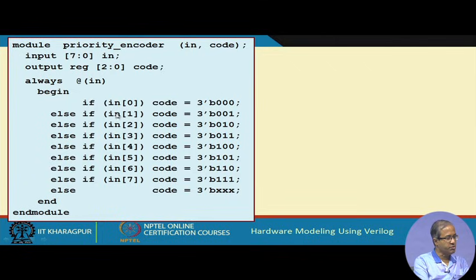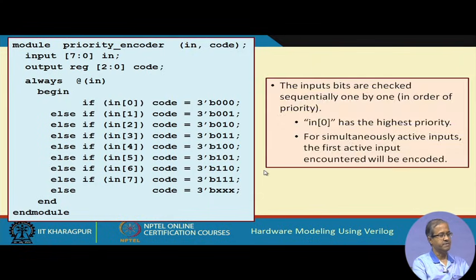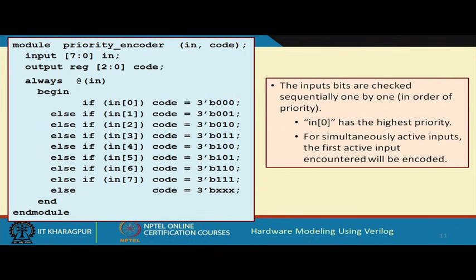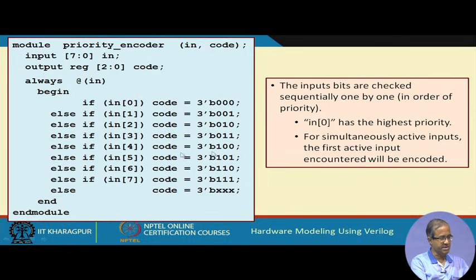You see, the order in which I have checked the bits will define the priority. So if both in 1 and in 4 are active, I will get a match in 1 first. So code will become 0 0 1. This is how priority is determined, the order in which I check the bits, right. So, as I said, the input bits are checked sequentially. So in 0 will have the highest priority, and if more than one input is active, the first input that is checked will be encoded. Okay.